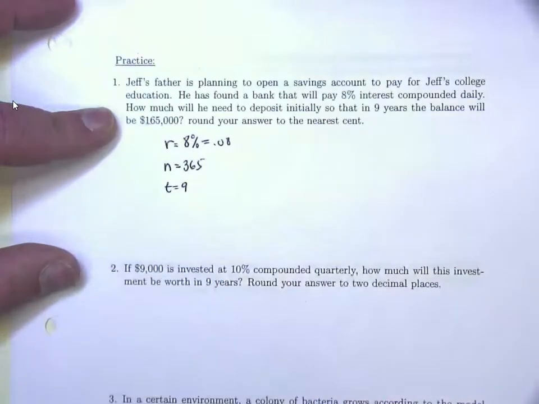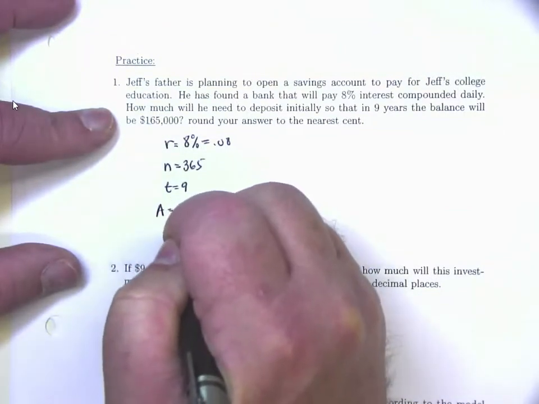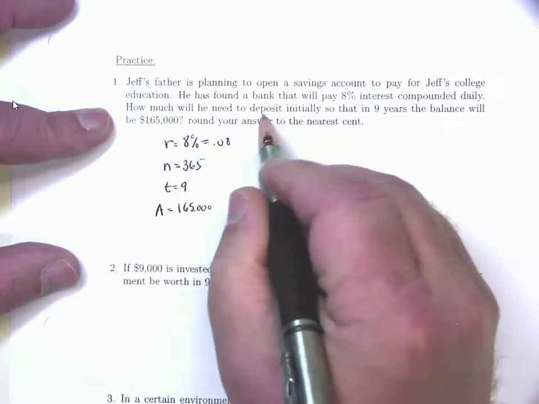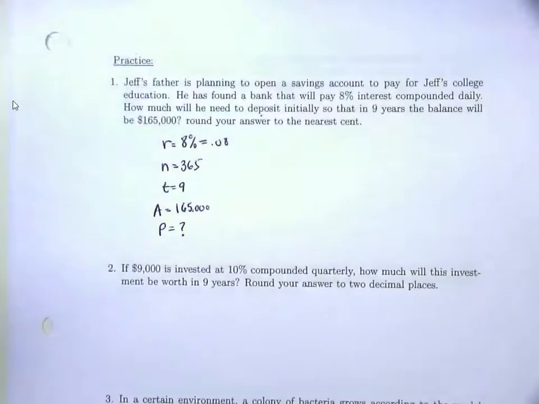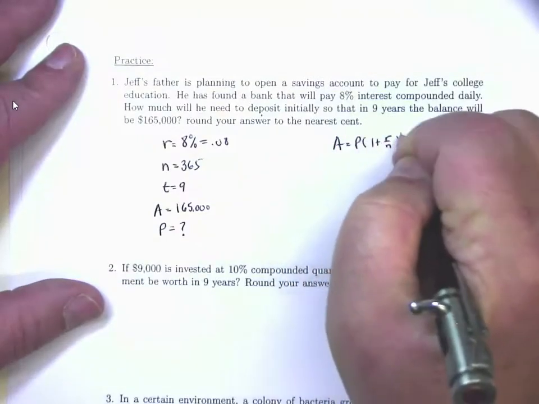That's what he wants in the future. That's your future value. That's A, the amount in the account later on, $165,000. And the question is, how much does he need to deposit initially? Deposit initially is the original principal. So we want to solve for P in this problem. Does that make sense? So again, writing down your formula. A equals P times 1 plus R over N raised to the NT.